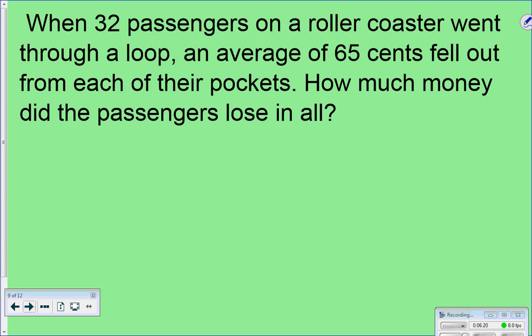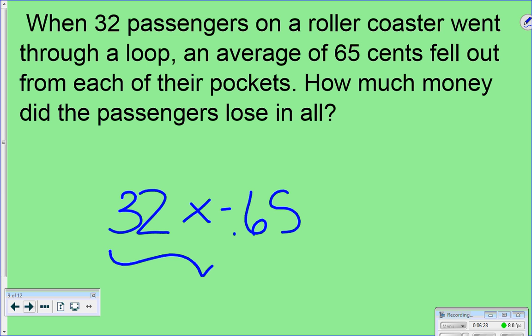-65, right? So 32 passengers, they lost an average of 65 cents, times -0.65. And when you do that, you get a negative answer. That just means that's how much was lost. That's all. Cadence.